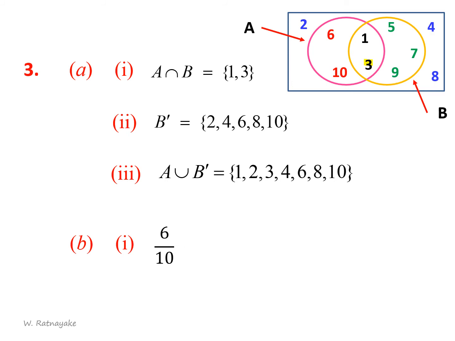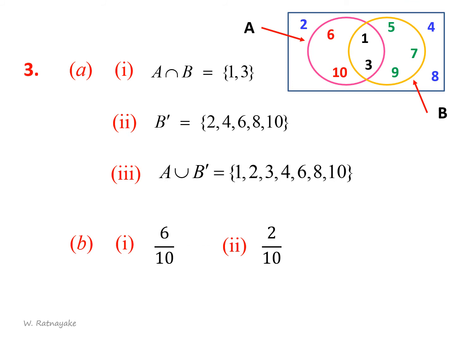In this universal set, only 2 numbers are there which are multiples of 4. Those are 4 and 8. Therefore, the probability of getting a multiple of 4 should be 2 upon 10. So the answer for part 1 of part B is 6 upon 10, and part 2 of part B is 2 upon 10.